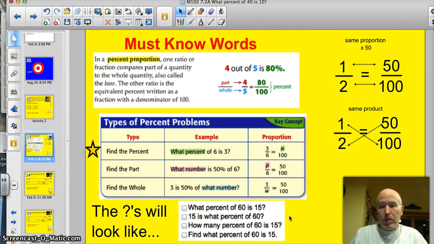Here are some examples. What percent of 60 is 15? 15 is what percent of 60? How many percent of 60 is 15? Find what percent of 60 is 15. Have I confused you enough yet? They're all asking the same thing. Let's take a closer look at an example.